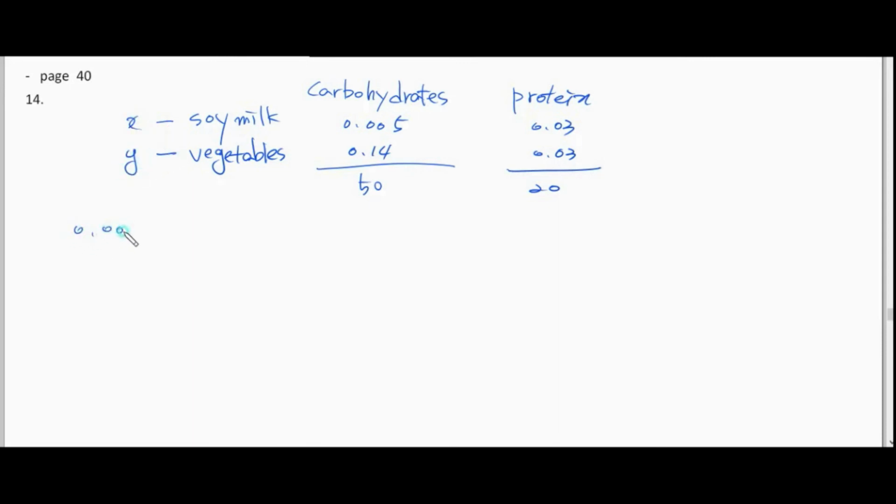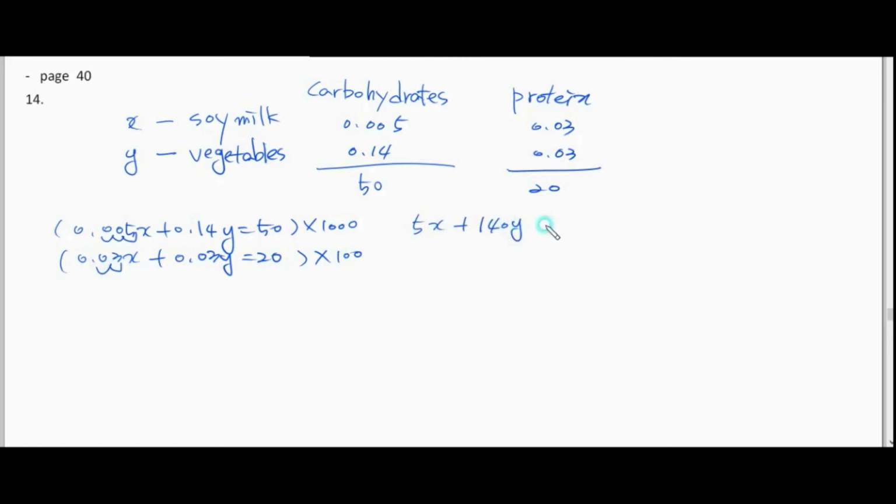So then 0.005x plus 0.14y equals 50. And then 0.03x plus 0.03y equals 20. For the first one, let's multiply both sides by 1000 because it's 3 places after the decimal point. For the second equation, let's multiply by 100 because it's 2 places after the decimal point. And it will be like this.